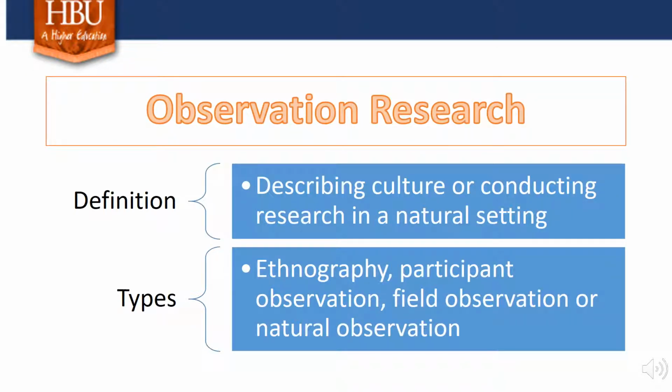Our next type of research design is observation research. This also falls under a qualitative research design. It essentially is describing culture or conducting research in a natural setting. There are a number of ways this is done: ethnography, participant observation, field observation, or natural observation. Oftentimes, that type of observation research is dependent upon the researcher's connection to the observed group.